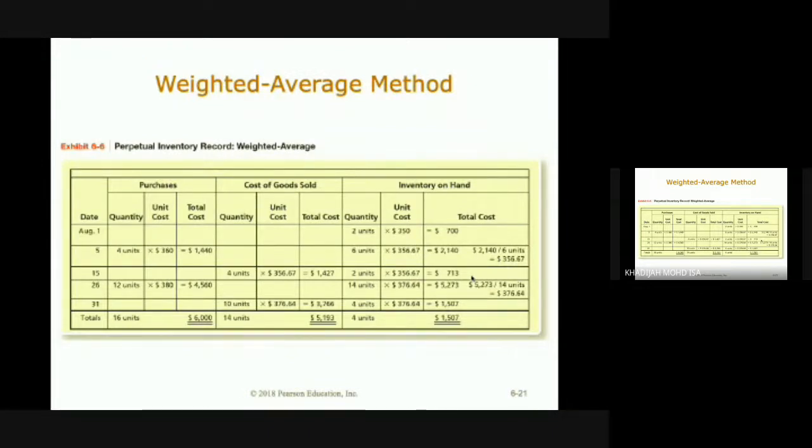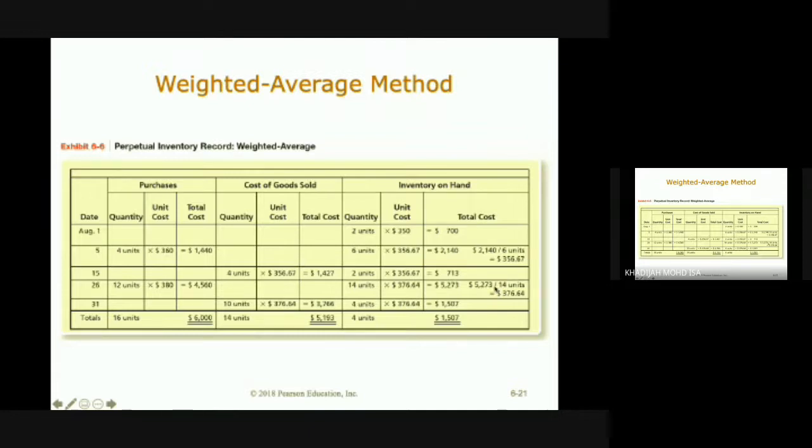Okay, and when you purchase another 12 units on August 26, you have a balance of 2 units plus 12 units. Now how many units do you have? You have 14 units. What will be the total cost? 713 plus 4560. Do you get that? The 2 units have a cost of 713, plus the newly purchased 4560. So the total is 5273, divided by the number of units, 2 plus 12. So now you have an average cost of 376.64.